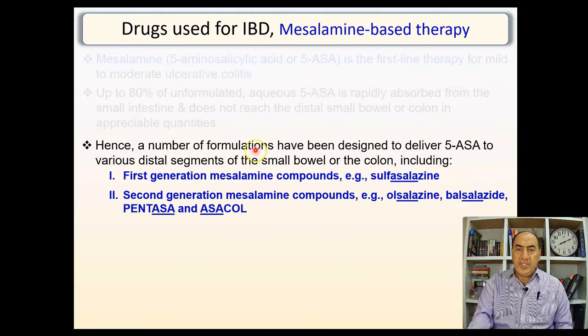So a number of formulations have been designed to deliver 5-ASA to various distal segments of the small bowel or colon, including sulfasalazine. It's the oldest one, the prototype drug of first generation mesalamine compounds, and then the second generation mesalamine compounds, which include olsalazine, balsalazide, Pentasa, Asacol. Please notice the "sal" is there, or "ASA", so aminosalicylic acid, or at least a "sal". All of these are distinctive for mesalamine.